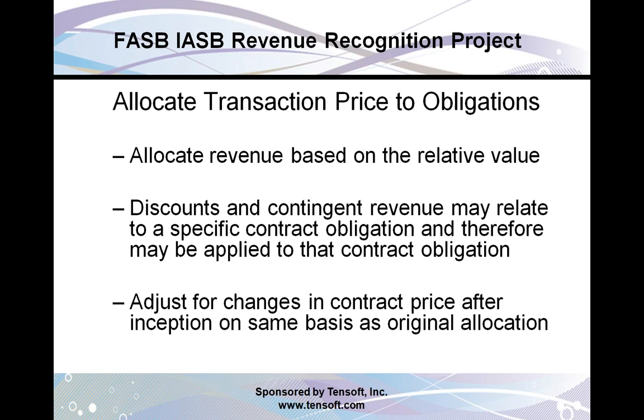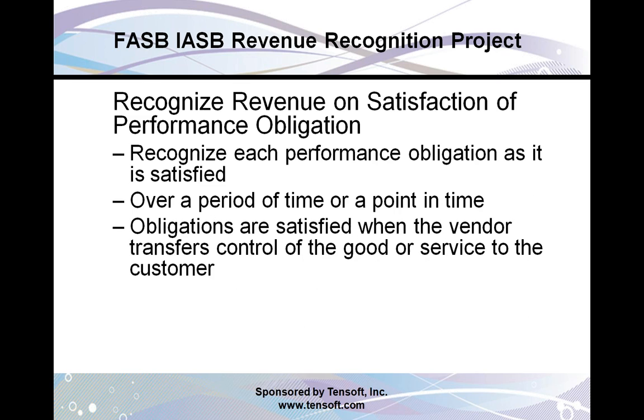So if you allocated 60% to one element and 40% to another, and you had this adjustment either up or down, you'd use that same percentage to allocate the revenue adjustment to those obligations, both obligations that you've recognized the revenue for and revenue that you had deferred and is pending revenue recognition.